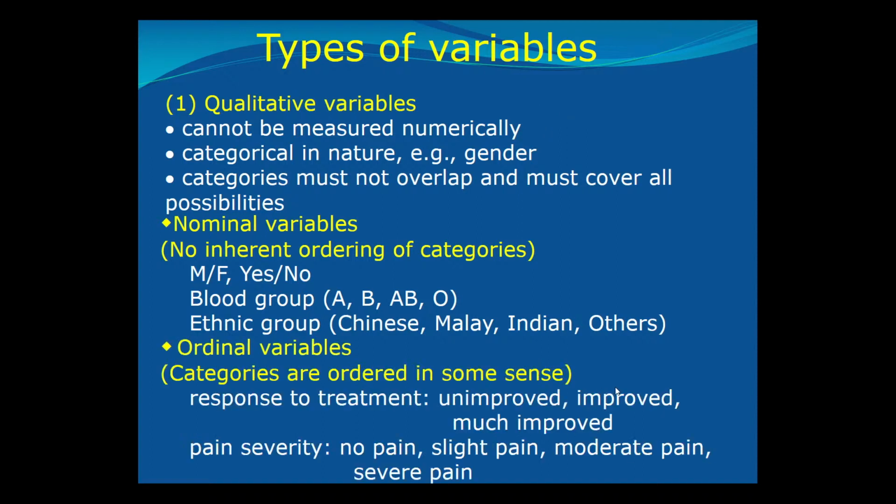And in ordinal variables, categories are ordered in some sense. Examples are the response to treatment: unimproved, improved, much improved, or pain severity: no pain, slight pain, moderate pain, severe pain. So we can order according to some criteria.